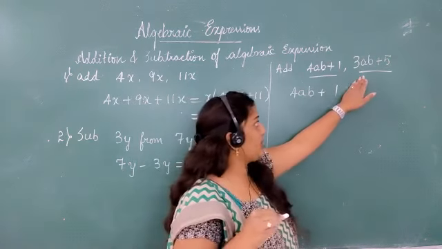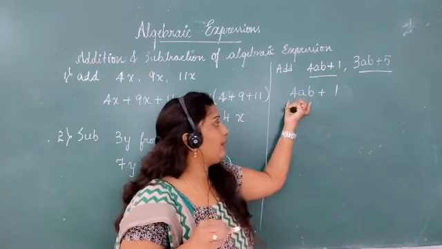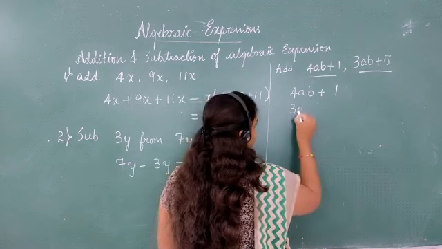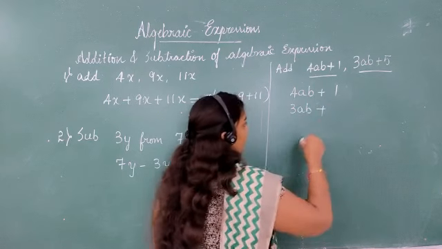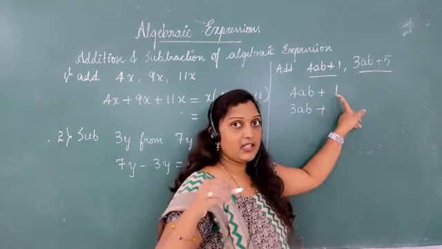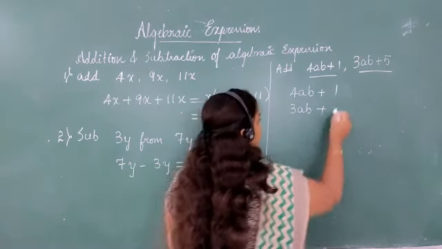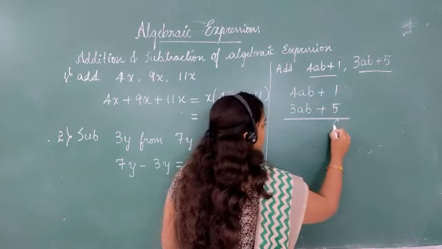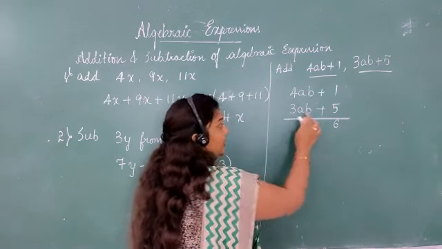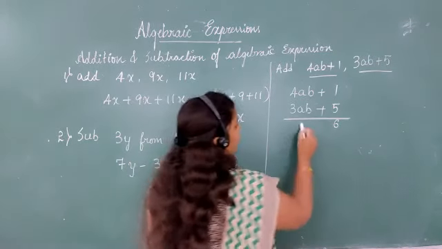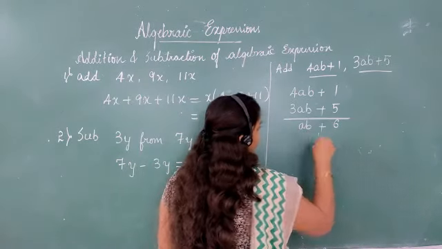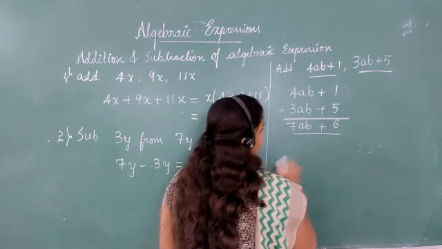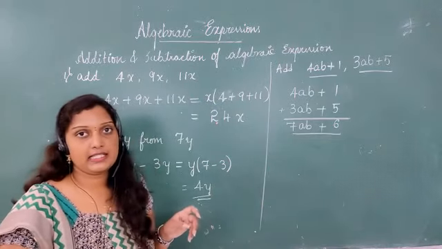So in the second expression, the like term to 4ab is 3ab, right? So I will write 3ab under that. 3ab plus, and the like term for 1, 1 is a constant, here the constant is 5. I will write 5 here. So add this. 1 plus 5 is 6. ab is common, right? So I will write ab as it is. Here it will be plus. 4 plus 3 gives us 7. So the answer is 7ab plus 6.